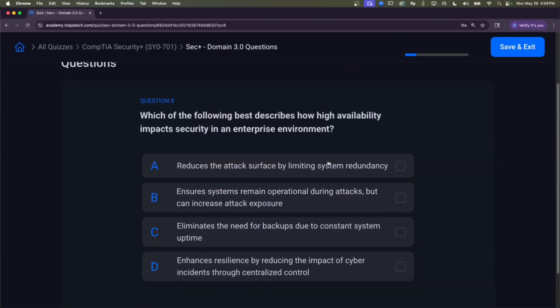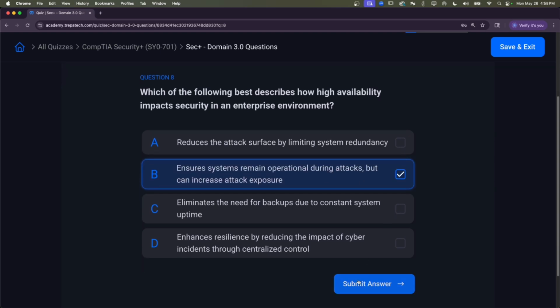Question 8. Which of the following best describes how high availability impacts security in an enterprise environment? So high availability, right, that gives us redundancy. It ensures that we remain operational even if we got breached or malware is detected, or if we have a natural disaster at a site, other sites should take over, right? Or if a single router goes down, we have our HSRP pair there. So I'm going to go with B here. It ensures systems remain operational during attacks, but it can increase attack exposure.